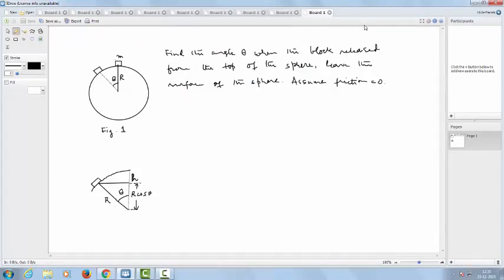The problem is to find the angle theta when the block released from the top of the sphere leaves the surface of the sphere, assuming there is no friction. Now let us imagine a situation as in figure 2, when the block is making an angle theta, that is the center of the block to the center of the sphere, the line joining them is making an angle theta with the vertical.